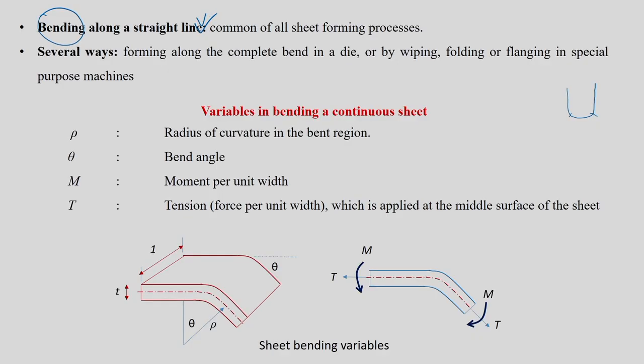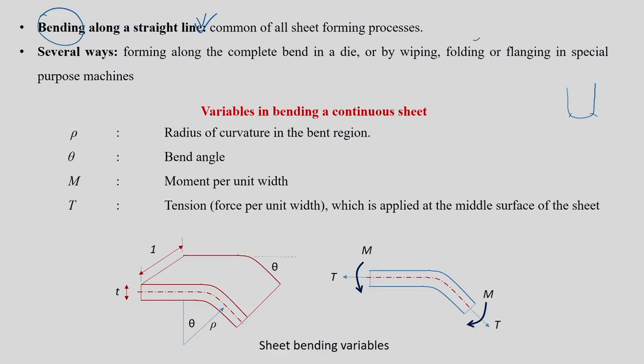Bending along a straight line can be done in several ways. We can bend it with the help of a die punch setup. It could be done in the form of a folding operation or a flanging operation in special purpose machines, like the bending machines available in workshops. We can also bend sheets by holding them in a bench vise and giving some displacement to one of the edges. So there are several ways we can do bending, but the complexity of the machine depends on what kind of component you want to make.